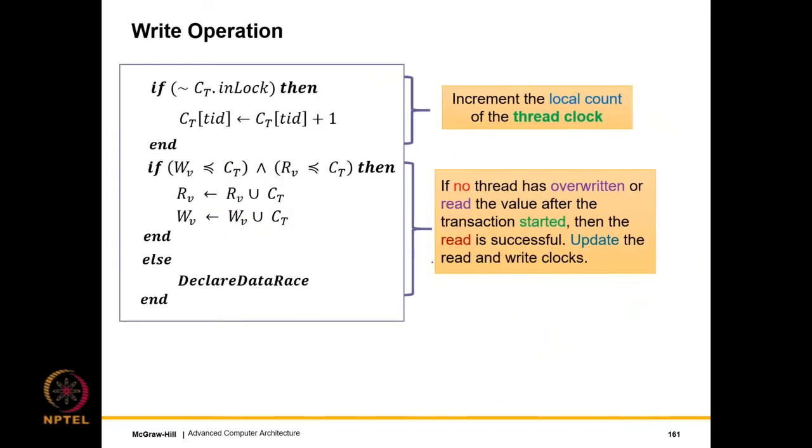We can do something quite similar for writes. So the idea is again the same. If the write is not happening in the context of a critical section, then we increment the local time of the thread by 1. We have already seen this. The new part is this. So this is what looks at the causal relationship between the write clock of the variable and the current time of the thread.